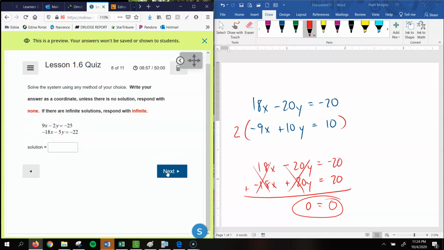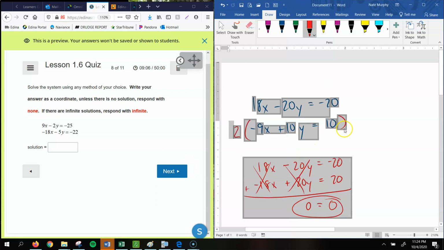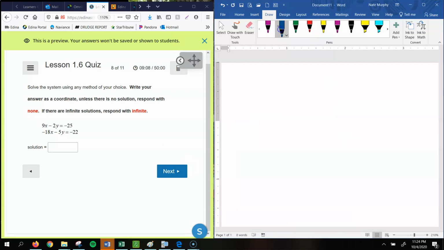Number 8, solve the system using any method of your choice. Write your answer as a coordinate. Okay, so just like the previous problem, over here, I'm going to get rid of what I did before. And let's do this one. So we'd have 9x minus 2y equals negative 25. Negative 18x minus 5y equals negative 22.